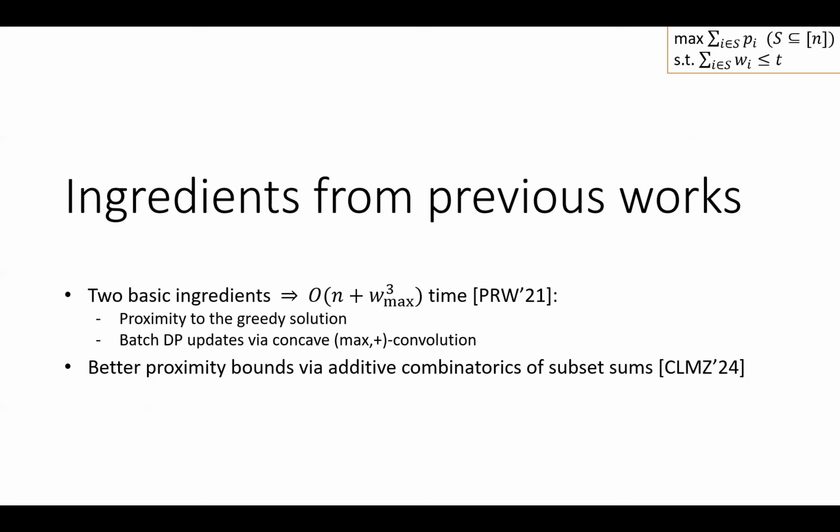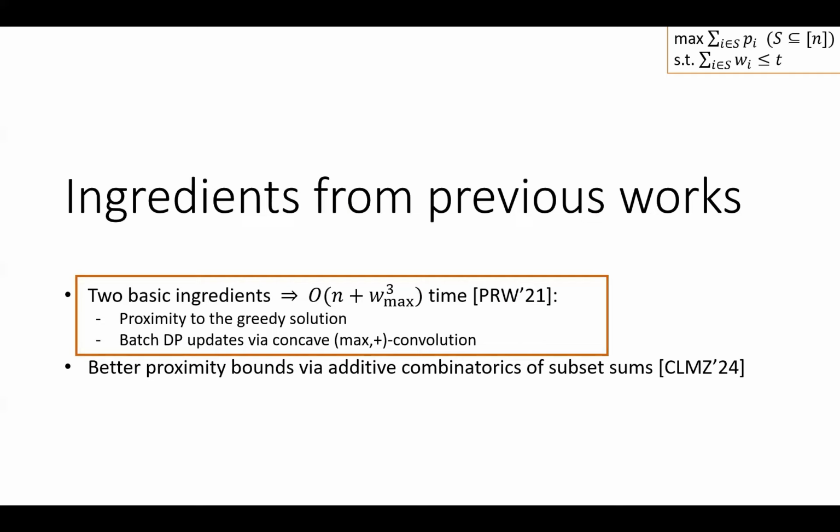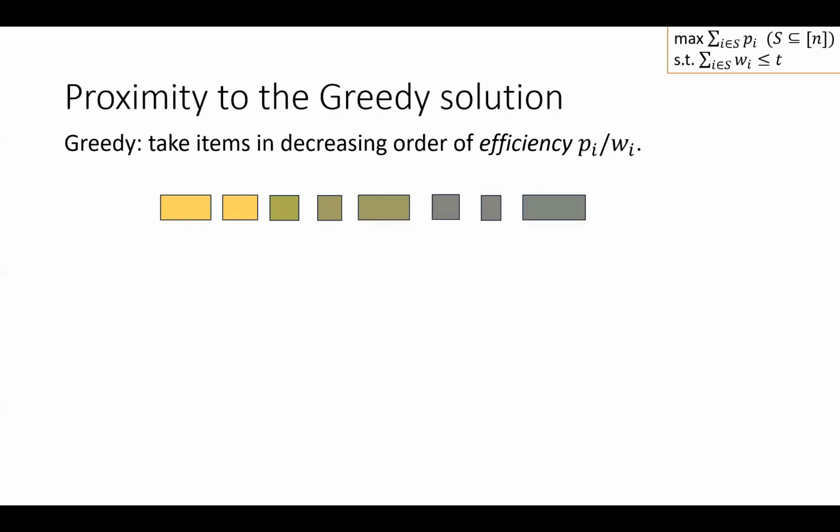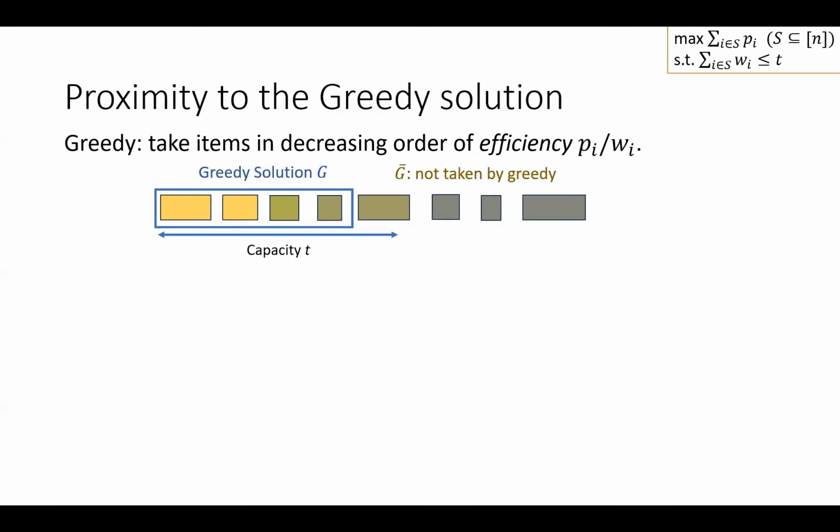First, I'll talk about some ingredients from previous works, which will also be used in this paper. First, I'll talk about two basic ingredients which underlie this cubic time result in ICALP21. The first ingredient is proximity to the greedy solution. In the greedy solution, we sort all the input items in decreasing order of the efficiency, pi over wi, and we greedily take the items with top efficiency until the next item does not fit into the capacity anymore. Let's denote the solution obtained by the greedy algorithm G.